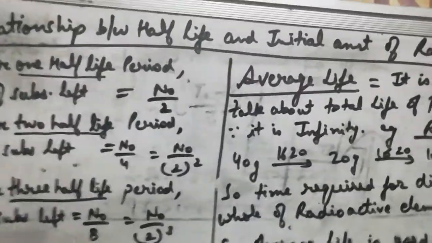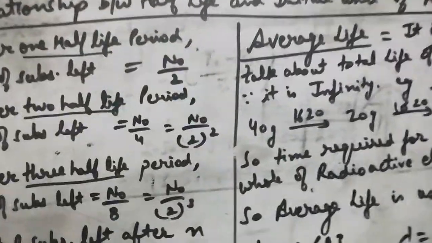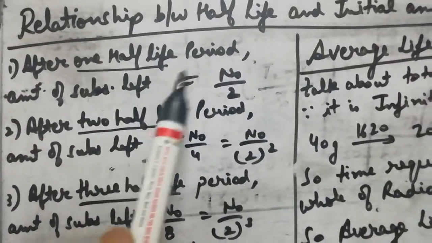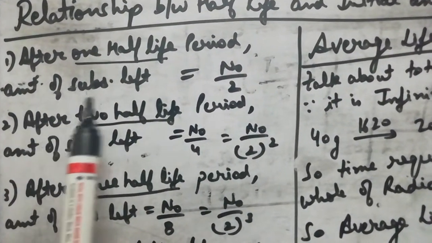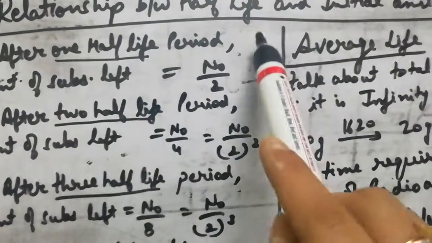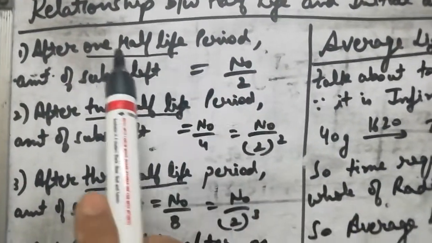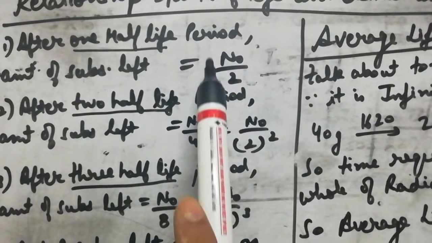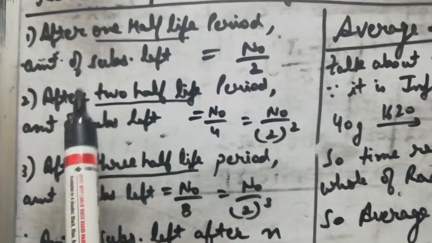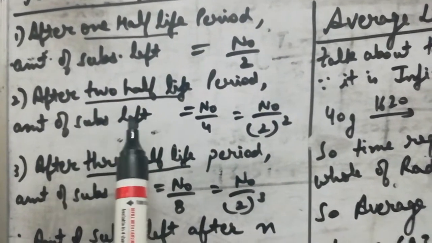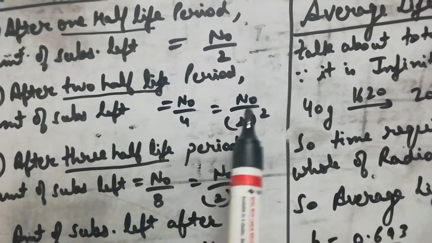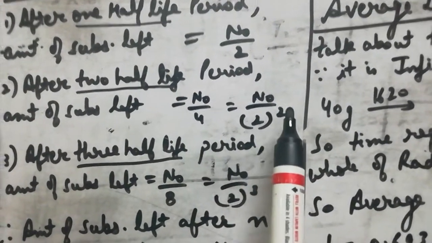Next is the relation between half-life and the initial amount of radioactive substance, that is, the initial concentration. After one half-life period, if the initial amount is N0, then the amount of substance left will be half of the initial concentration, that is N0 upon 2. After two half-lives, the amount left will be half of this, that is N0 upon 4. We can write it as N0 upon 2 raised to power 2.